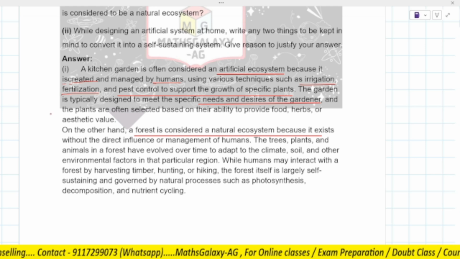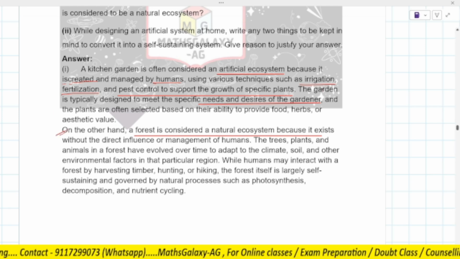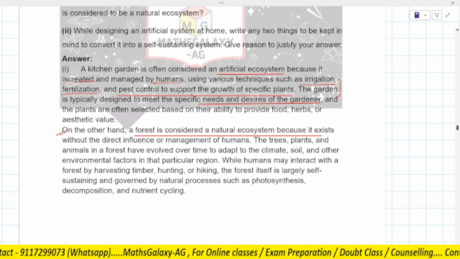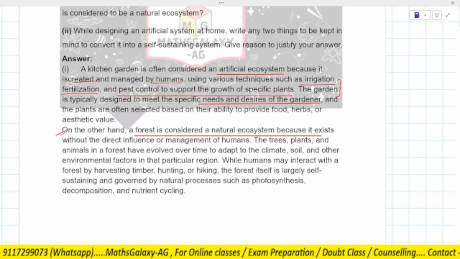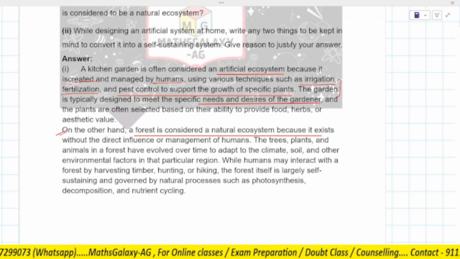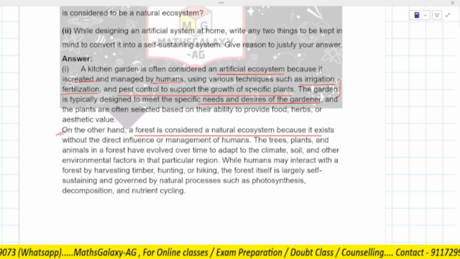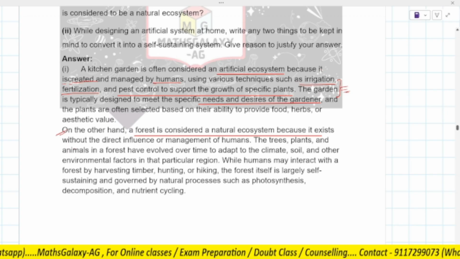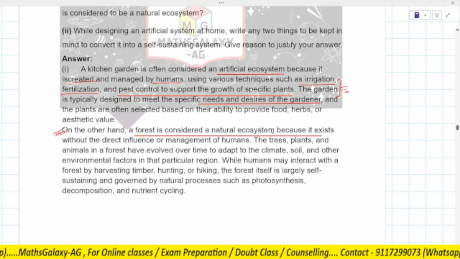So these lines are correct. Here one or two lines are a wrong explanation in terms of the kitchen garden. So just ignore these one or two lines here. You have to just explain the first one, and after that explain just here.